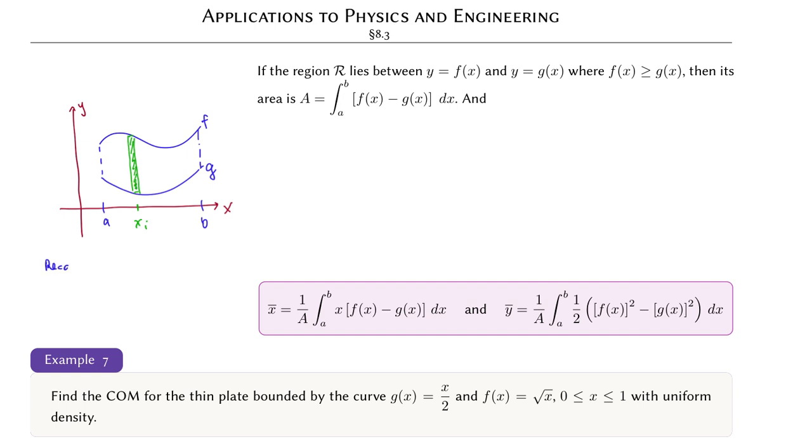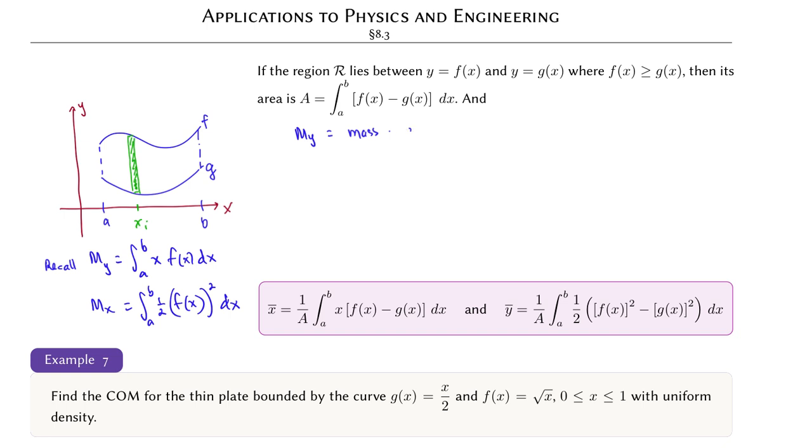Now, recall, if we only have f of x above the x-axis, the moment about the y-axis is the integral from a to b of x times f of x dx. The moment about the x-axis is the integral from a to b of 1/2 f of x squared dx. But this time we have two curves, f above g. The area of the rectangle is now no longer f of x delta x.